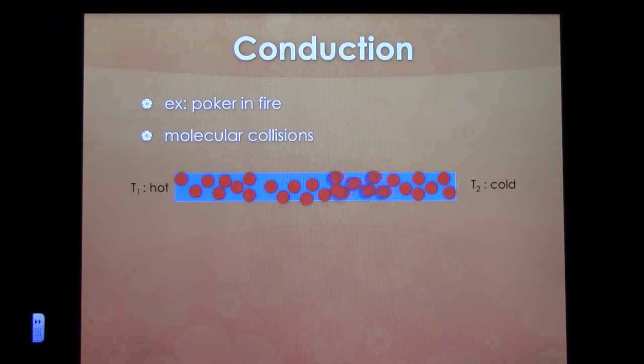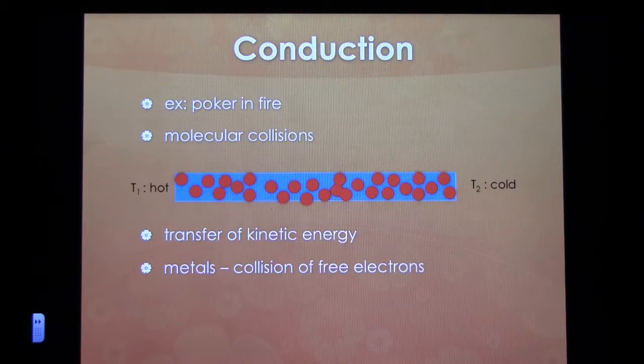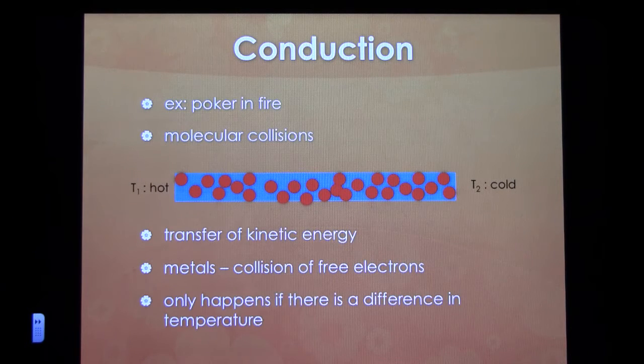Then those molecules vibrating at a faster rate collide with the next adjacent molecules, increasing their speed and temperature all the way down the material, until all the molecules are vibrating at a faster rate and the whole material is hot. This takes place because there's a transfer of kinetic energy of the molecules. In metals in particular, it's the collision of free electrons that causes heat to be transferred throughout the material. It's important that conduction will only take place if there's a difference in temperature in the material, and if some of the molecules are moving faster, on average, than other molecules within the material.